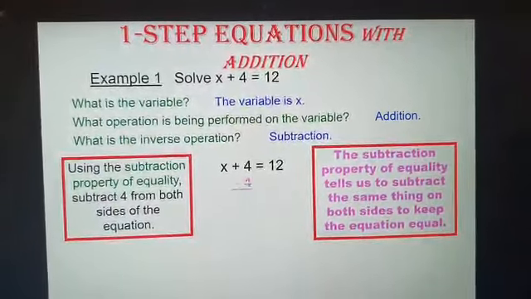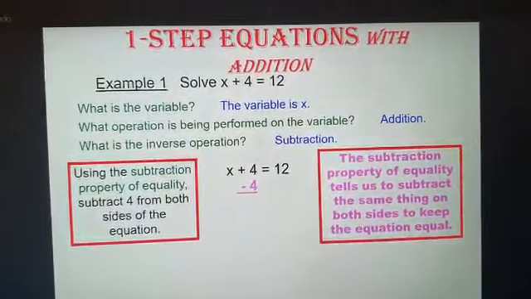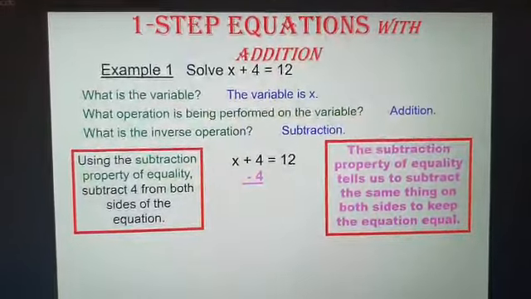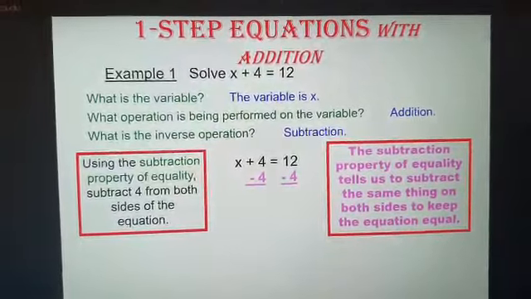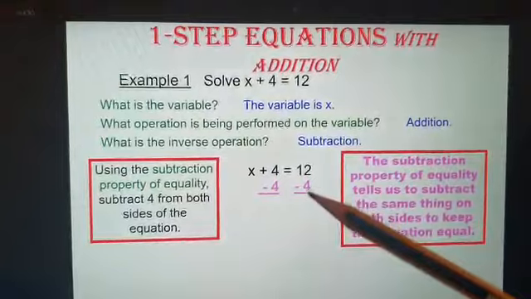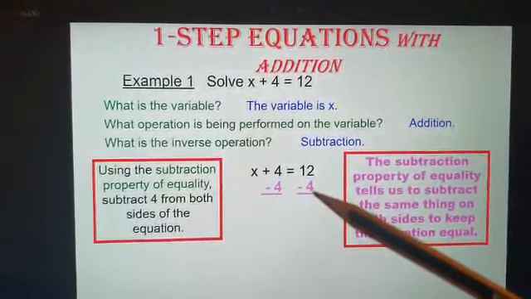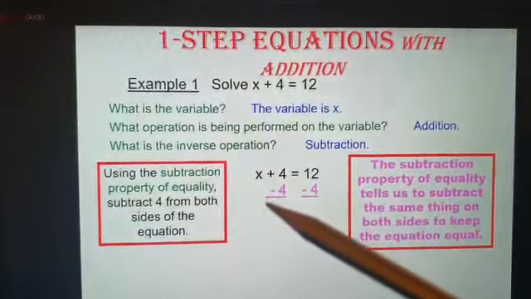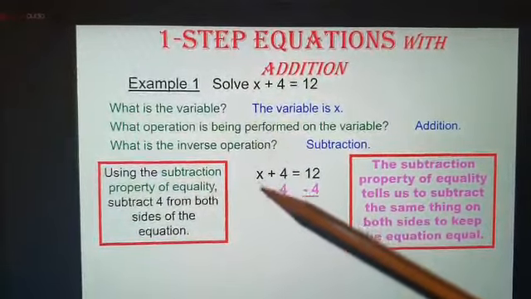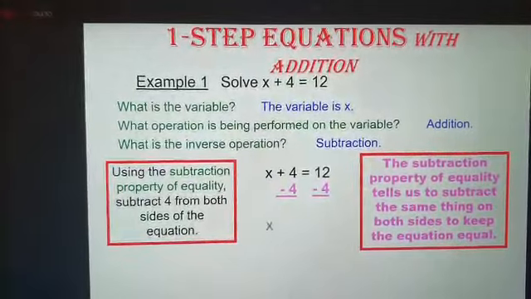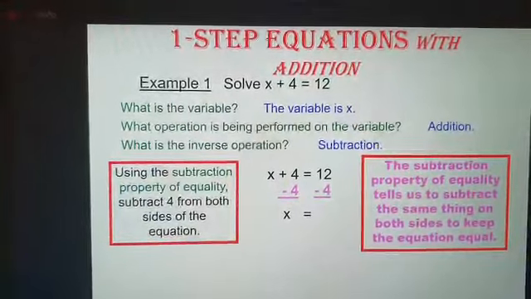Okay, so 4 minus 4 equals 0. They will cancel each other. So x equals 12 minus 4. If I subtract 4 from the left hand side, I have to subtract 4 from the right hand side. So 4 minus 4 equals 0, they cancel each other. Okay, so x equals 12 minus 4 equals 8.